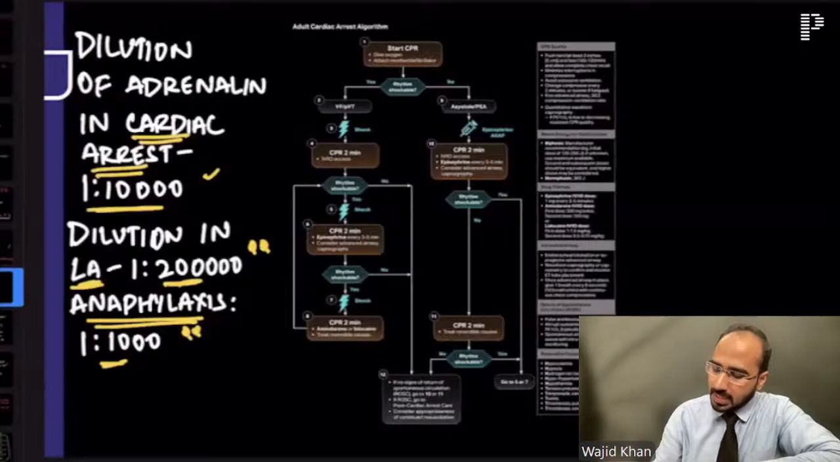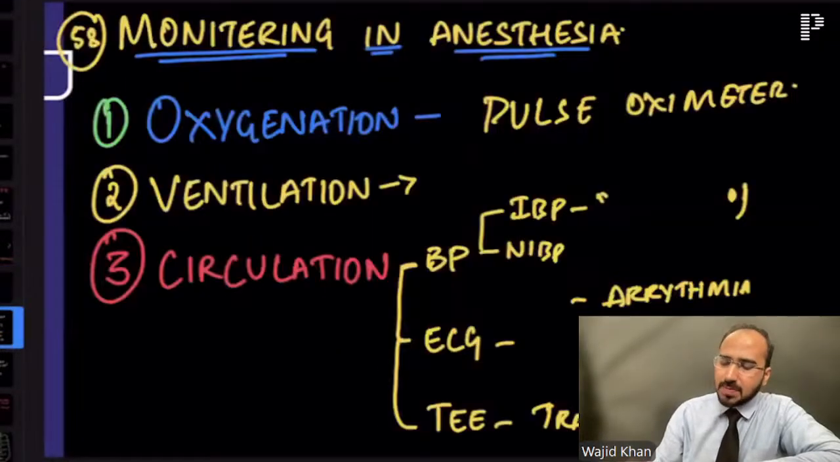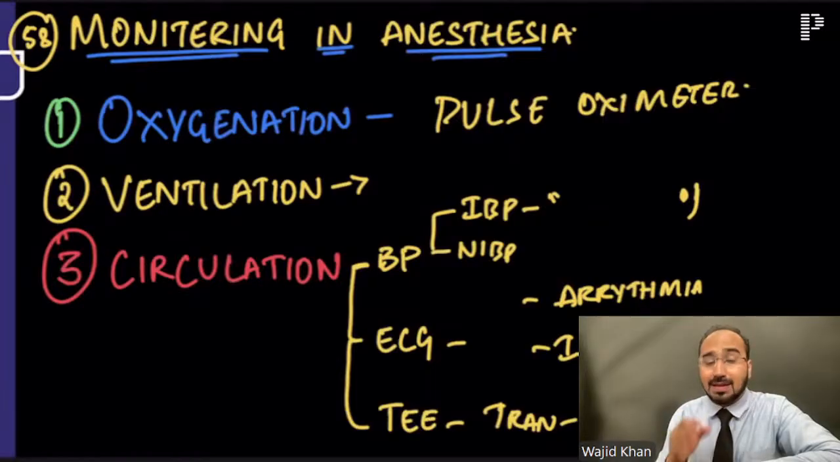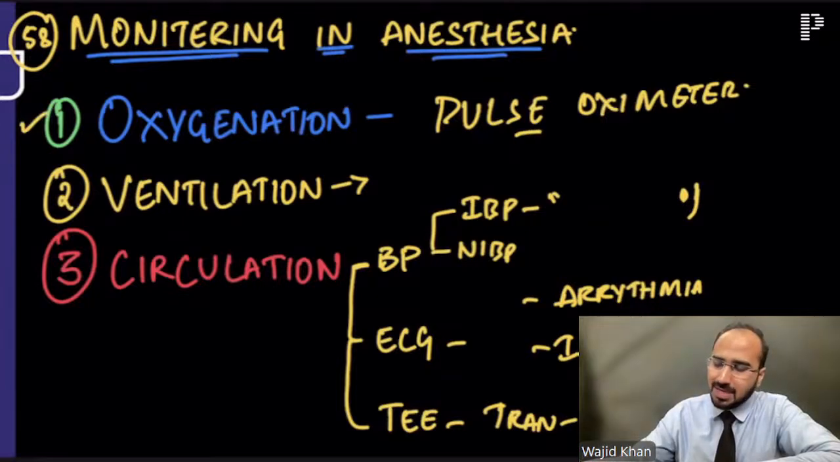Coming to the last topic, which is called monitoring in anesthesia. Now, guys, look over here. Whenever the patient is under anesthesia, what are the things you monitor for? There are some monitors which are mandatory monitors. In the mandatory monitors, you have to monitor the patient's oxygenation by pulse oximetry. The pulse oximeter works on Beer-Lambert's law.